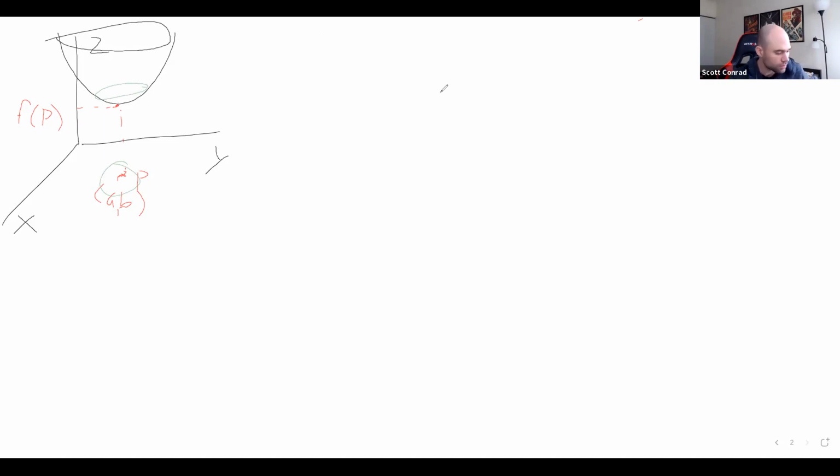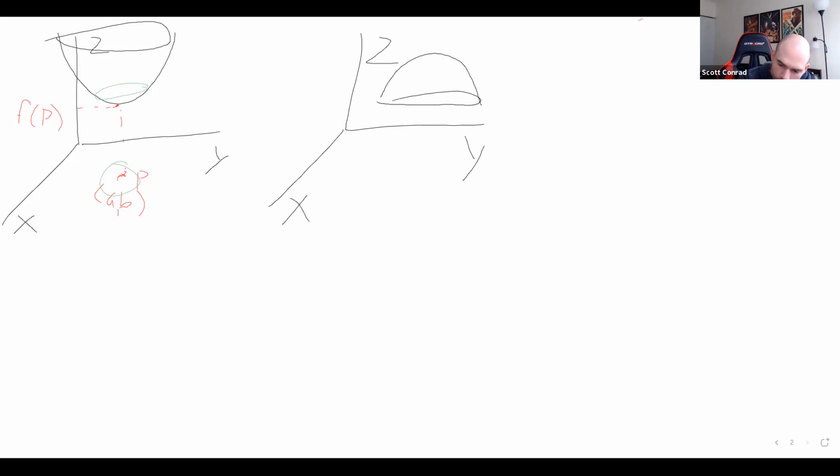And so that's what local minimum values look like for functions of two variables. And local maxes are going to be sort of the opposite. Like local mins look like little valleys on our graph. And local maxes look like peaks on our graph.